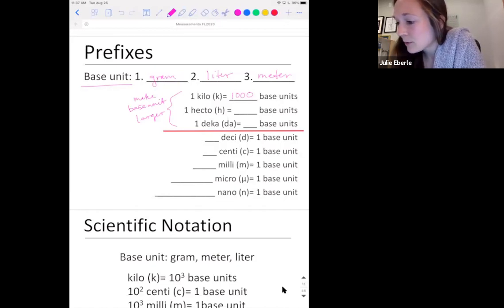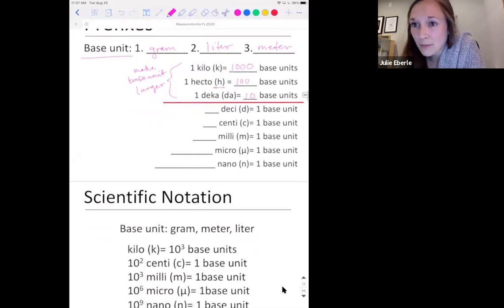Okay, hecto, we abbreviate it with an H. It is 100 base units, so it's only 100 times bigger. So 1 hectometer is 100 meters. 1 hectogram is 100 grams. Okay, deca. You guys are familiar with this. How many years is a decade? 10. So 1 decagram is 10 grams. 1 decaliter is 10 liters, okay? All right, those are the three that are bigger than the base unit.